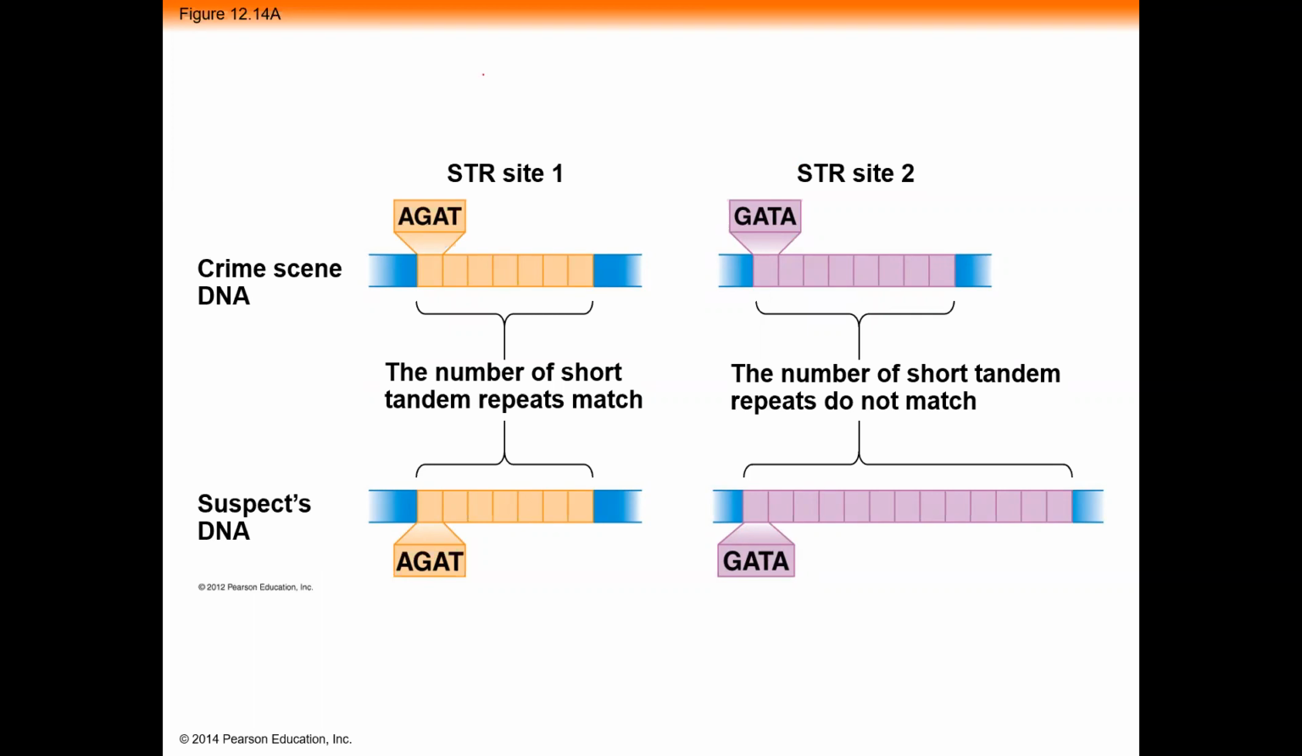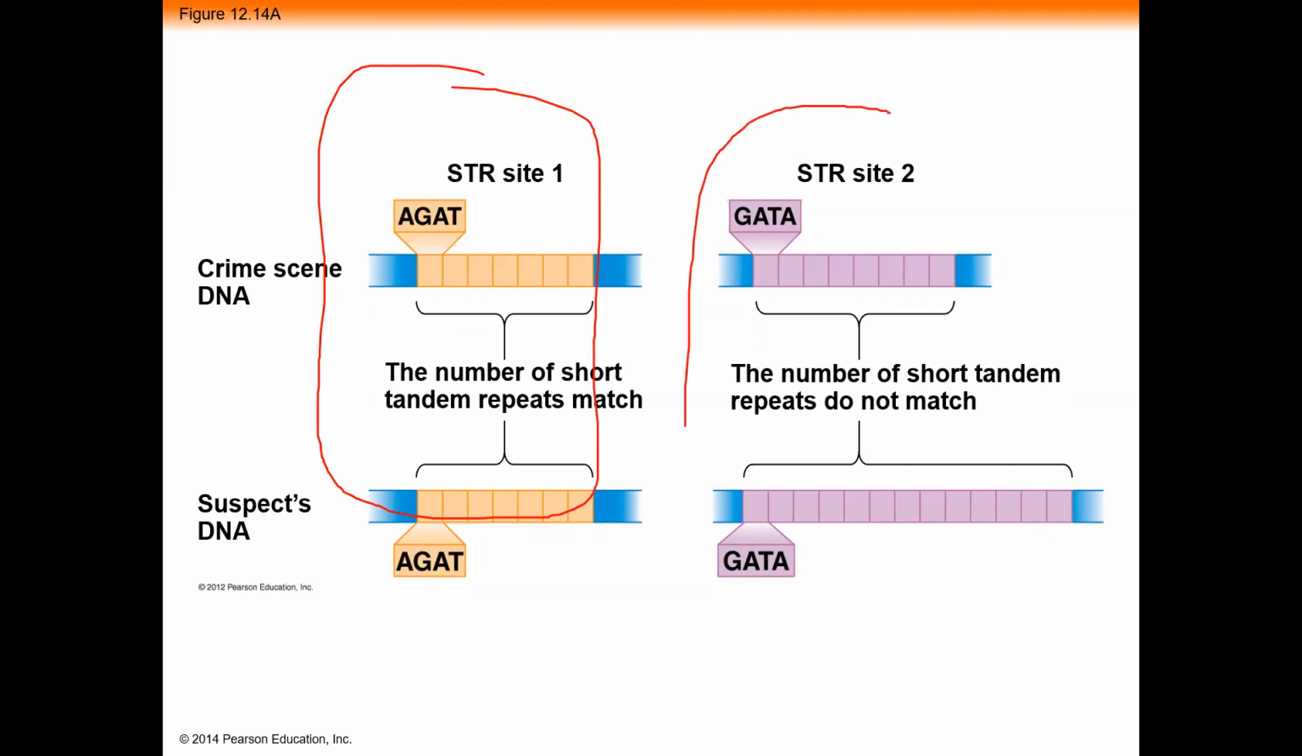And here, this is just a picture from another textbook showing that we have a match. We have the same length STR site. However, if we have 2 different samples and the site lengths are different, those STRs do not match. And this is how you can determine whether or not a person may have been tied to a crime scene or not.